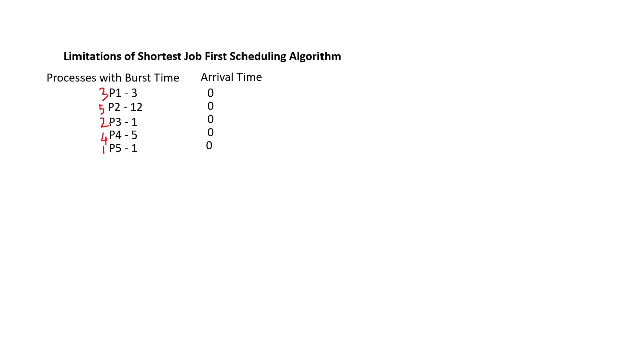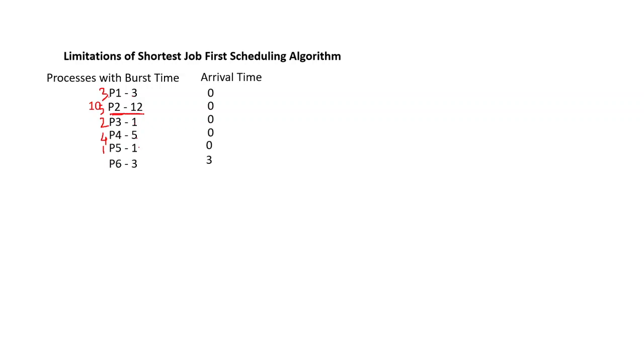So they start executing now. Just for your reference, before P2 gets dispatched to the processor, P2 needs to wait for 10 time units. That is 3 plus 1 is 4, plus 5 is 9, plus 1 is 10. Because these 4 processes need to complete before P2 can be dispatched to the processor.